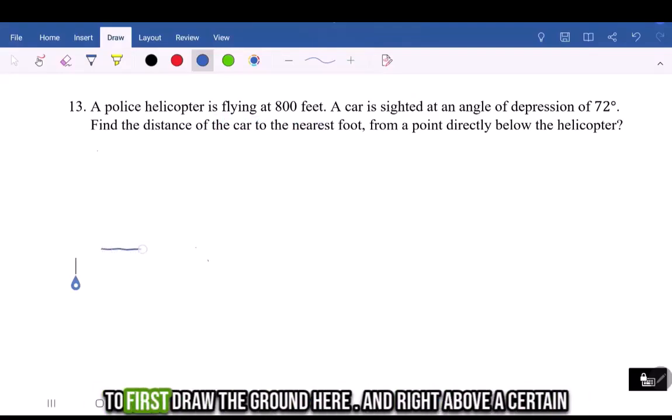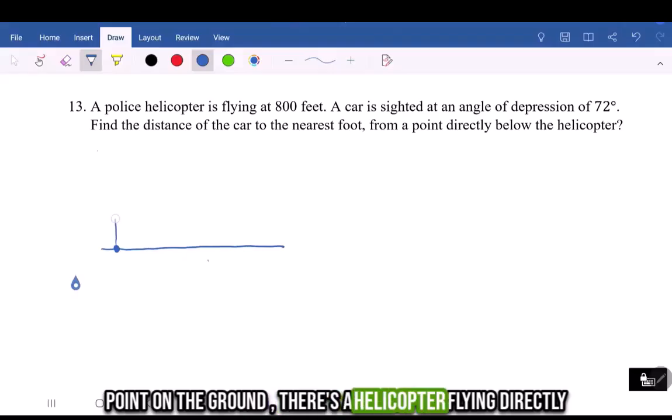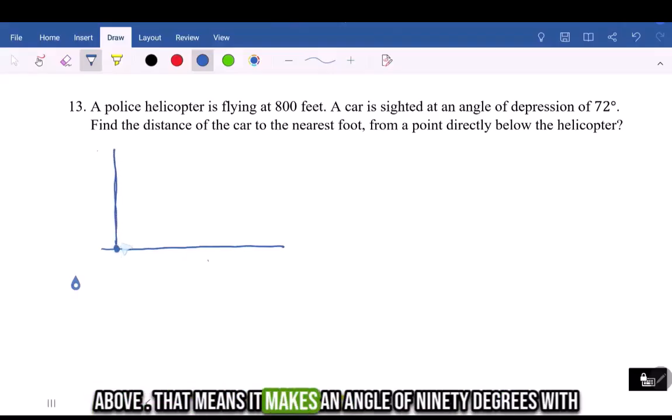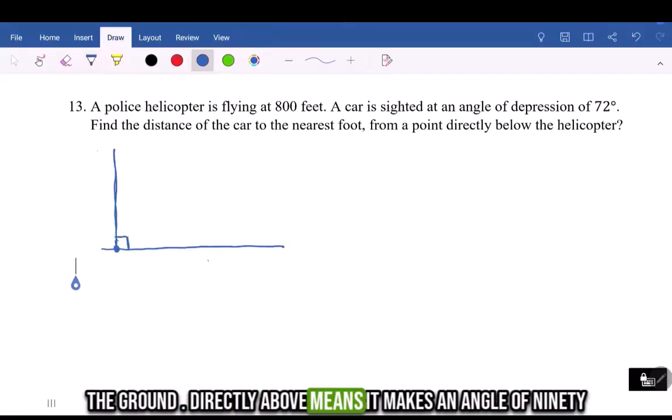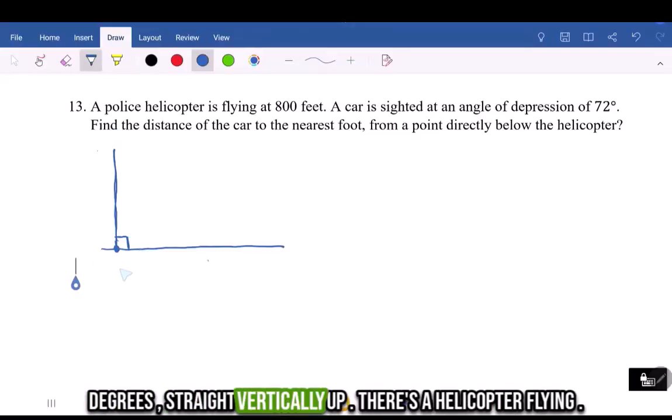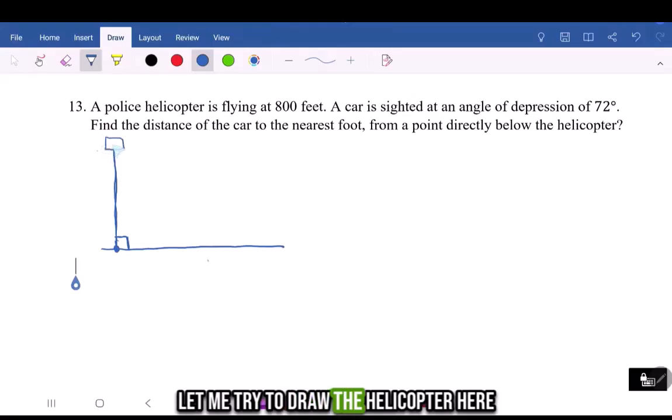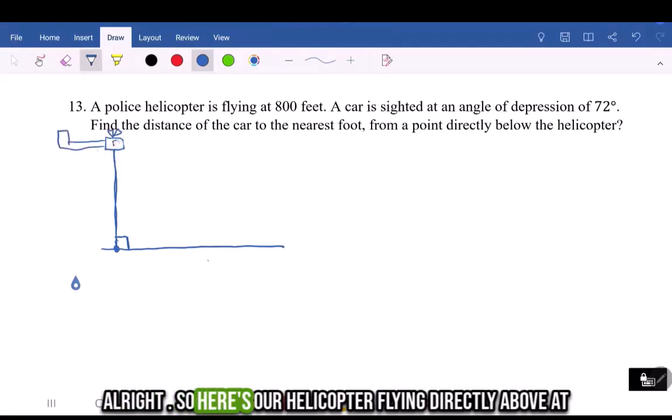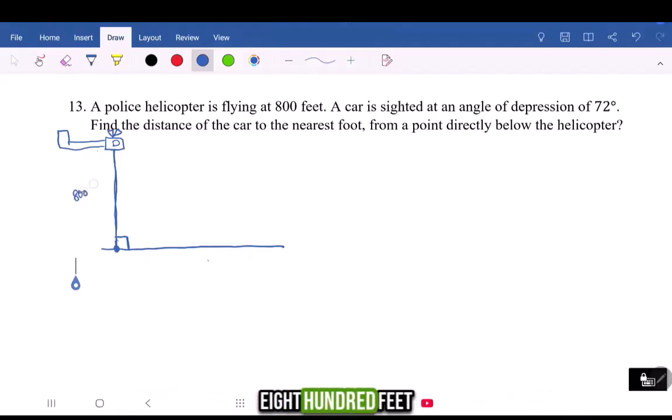So I'm going to first draw the ground here. And right above a certain point on the ground, there's a helicopter flying directly above. That means it makes an angle of 90 degrees with the ground. Directly above means it makes an angle of 90 degrees straight vertically up. There's a helicopter flying. Let me try to draw the helicopter here. All right, so here's our helicopter flying directly above at 800 feet.